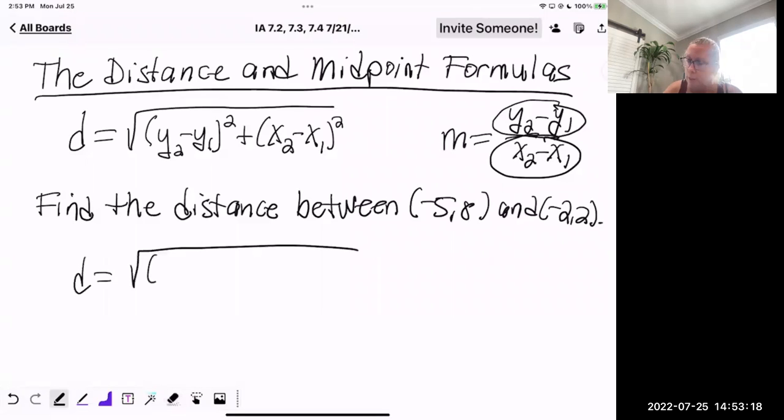Now, just like slope, I'll label these so you know which ones I'm using, but you definitely don't have to label these. So I'm going to do 2 minus 8 squared, they're my y's, plus my x's, -2 minus -5 squared. This is where you might mess up. Be really careful. It's always minus, and then we had a -5 is separate, minus -5.